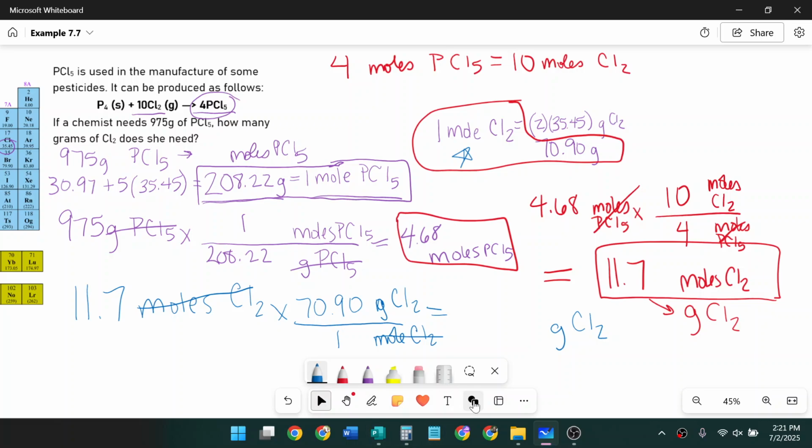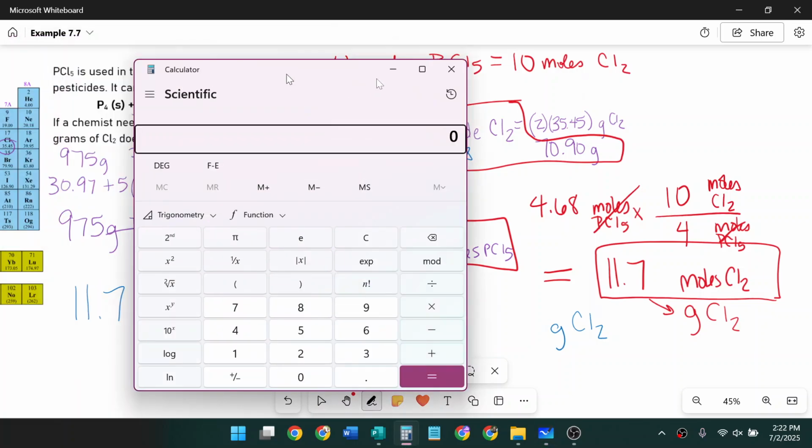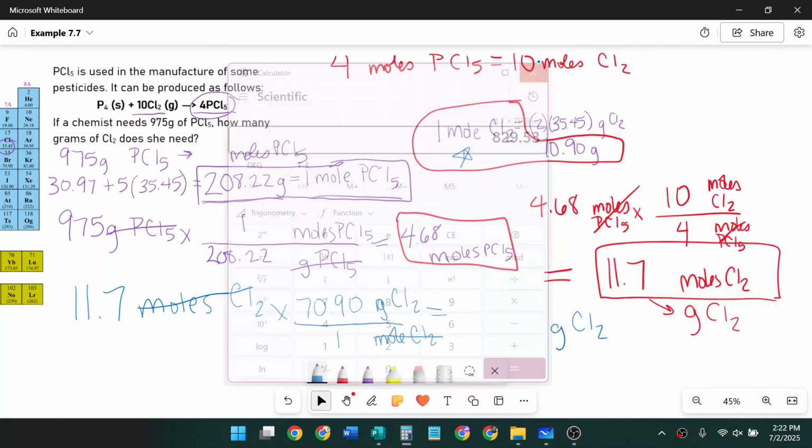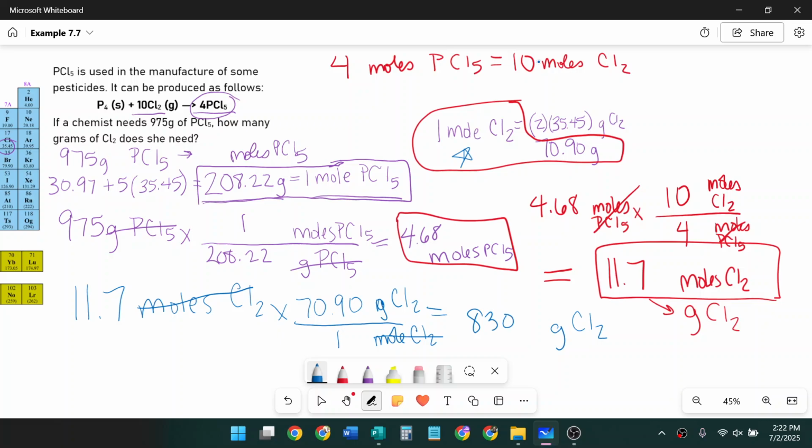In this case, both this number and this number matter for significant figures. Since we're multiplying, we care about how many, and so our answer is limited to 3 significant figures. All right, 11.7 times 70.90. We only get 3 significant figures, which means we're going to have to round this to the ones place. So 830. She needs to use 830 grams. So this is our final answer.